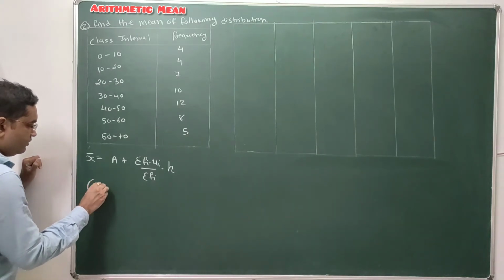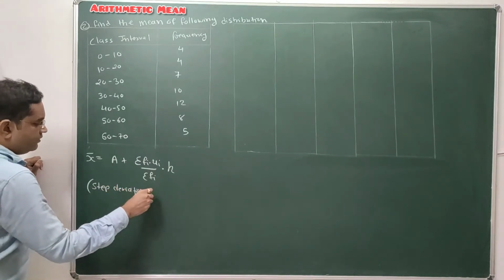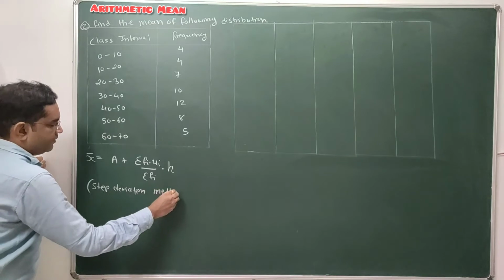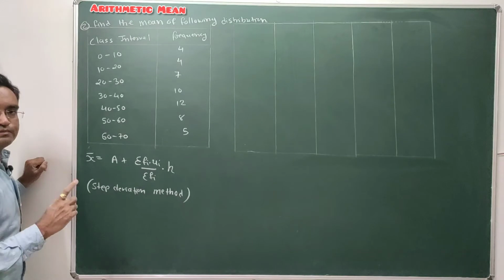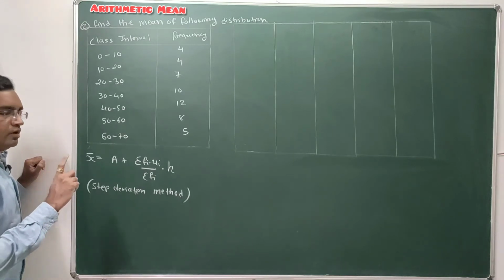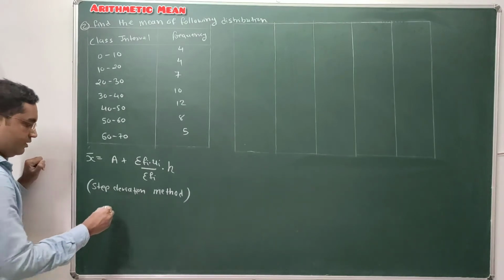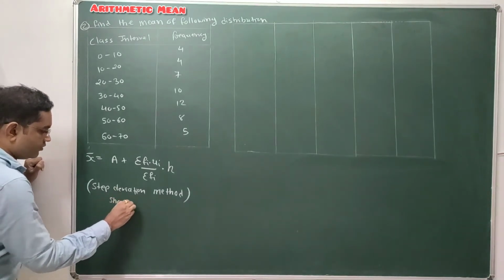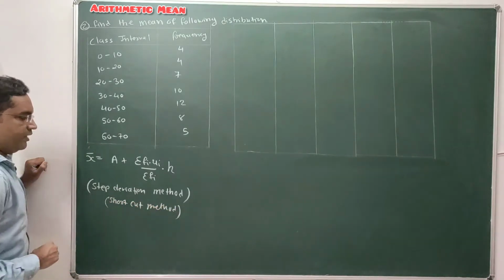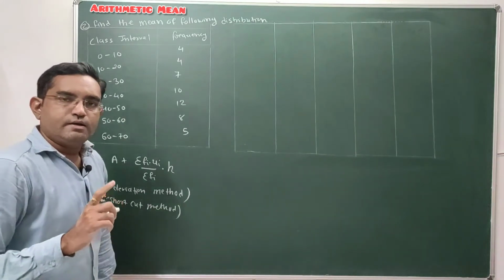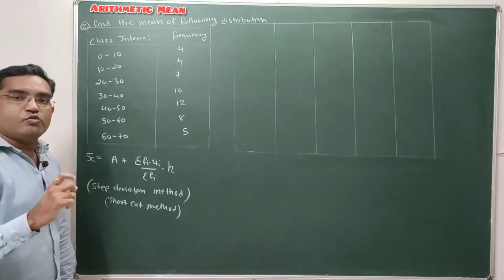Which method? Step deviation method. It is also known as the shortcut method to find the mean. Basically there are three methods to find the mean of any given data: direct method, assumed mean method, and step deviation method, or shortcut method. No, not direct method, it is known as shortcut method. So three methods are there: direct method, step deviation method, and assumed mean method.